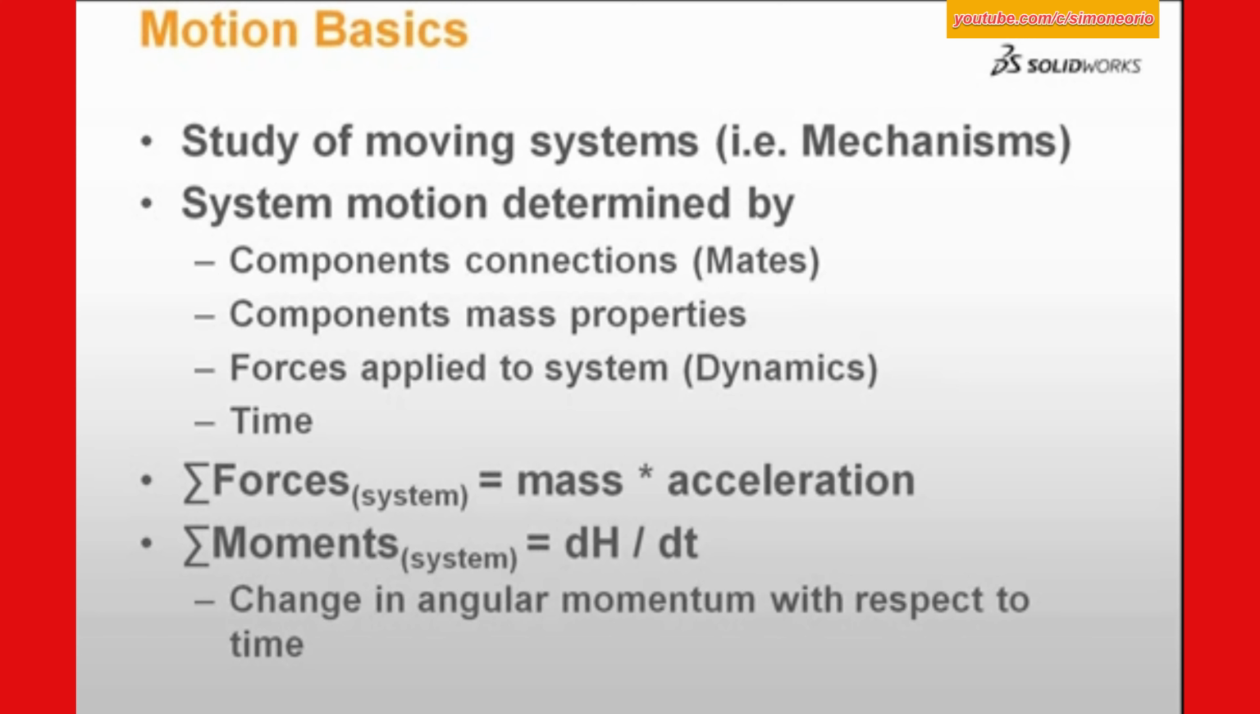We're already familiar with mates and how those affect our component locations in assemblies. Another thing that determines the motion of a system is the mass properties of components. So if you're currently designing parts in SOLIDWORKS, one of the really nice things to do is go ahead and assign a material to that component, especially if you're going to then turn around and use those components or that assembly in a motion analysis.